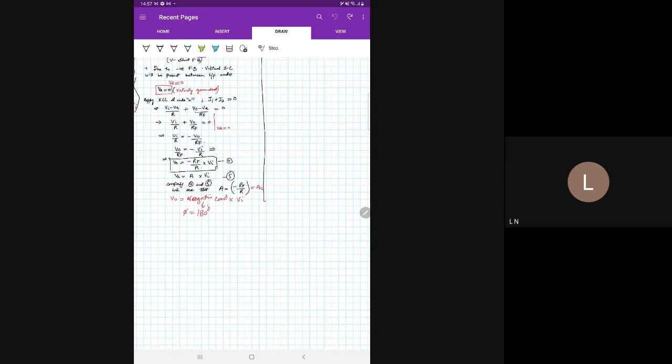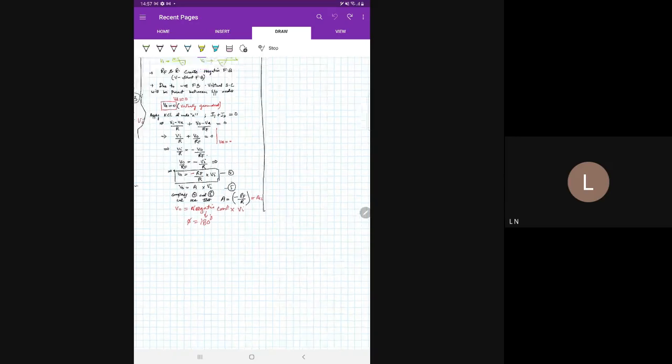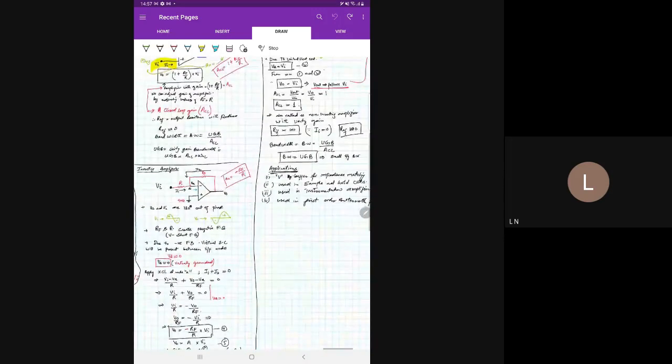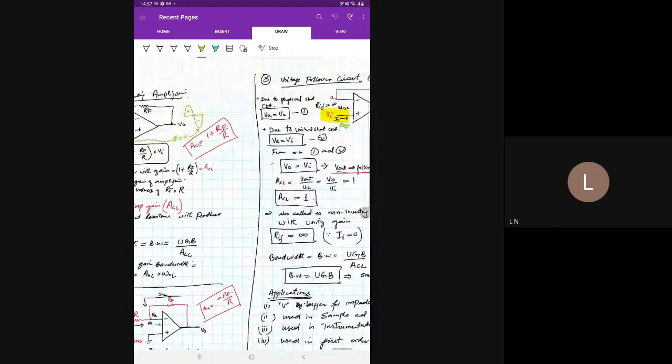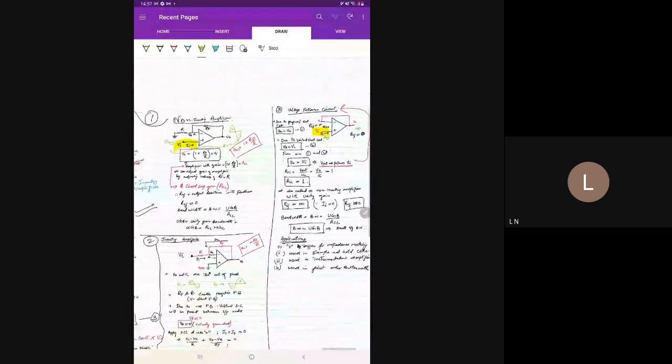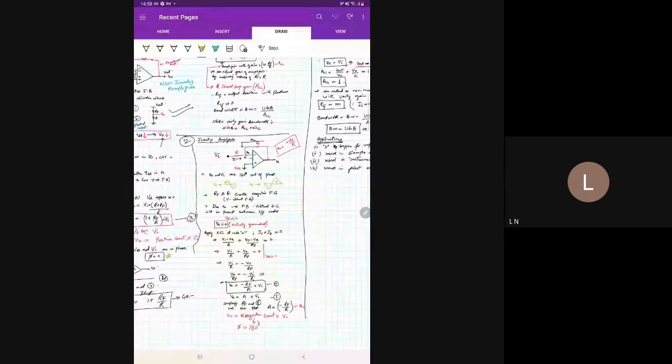Negative phase shift of negative term would mean 180 degree phase shift. This means if you give an input signal which has a positive half first, then negative half after that, your output will be like this: negative half cycle first and positive half cycle after that. So this was all about the inverting amplifier.